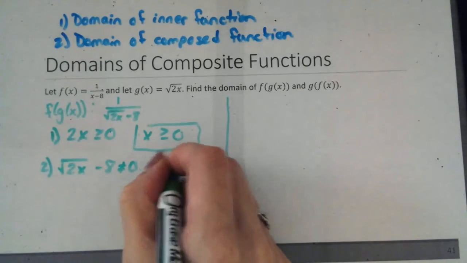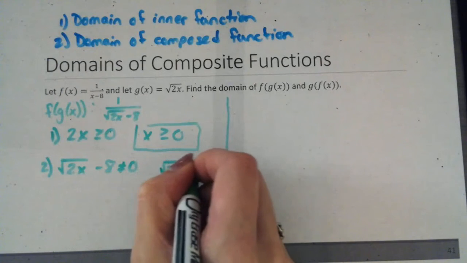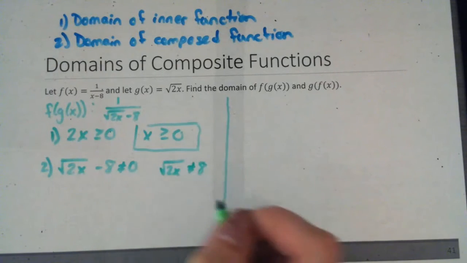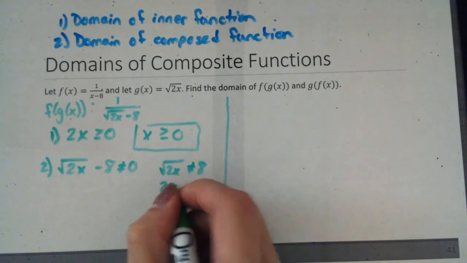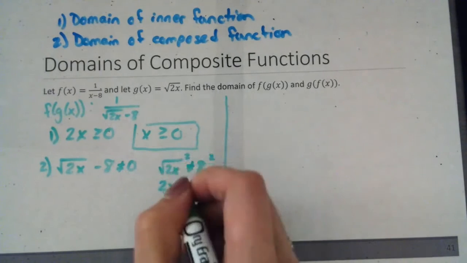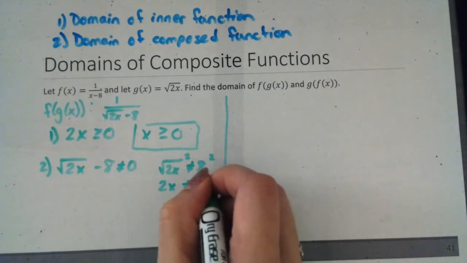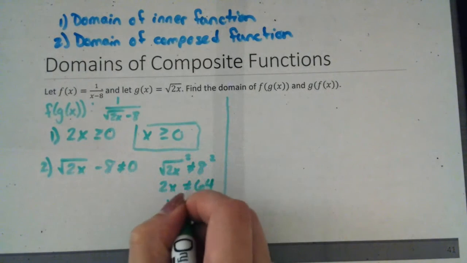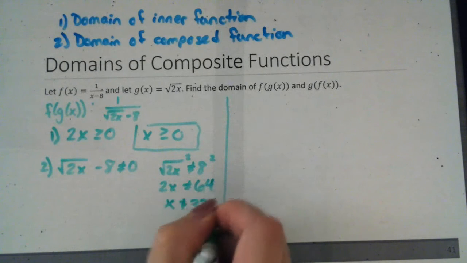If I add the 8 over, I get that the square root of 2x cannot be equal to 8. I can square both sides. So 2x cannot be equal to 64. And dividing both sides by 2, I get that x cannot be equal to 32.